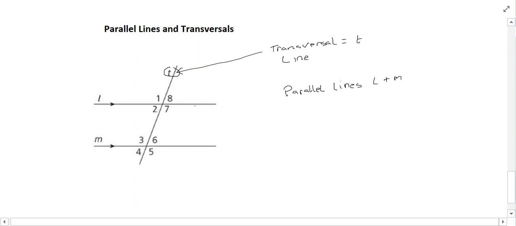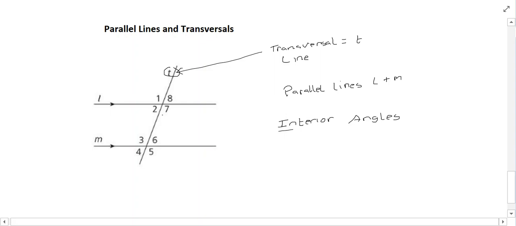Now, also, what we want to talk about here are what are known as interior angles. Now interior, so in means inside. Interior are angles that, if we have a look at this, are formed on the inside of a parallel line that has a transversal line going across it.